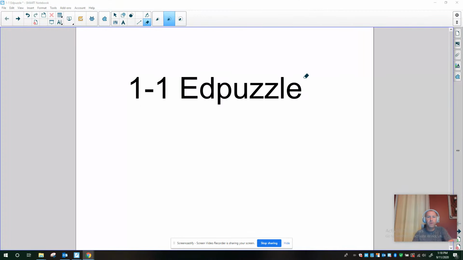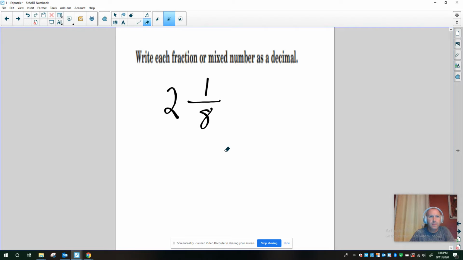All right, 1-1 Edpuzzle. Taking these fractions and making them into decimals.